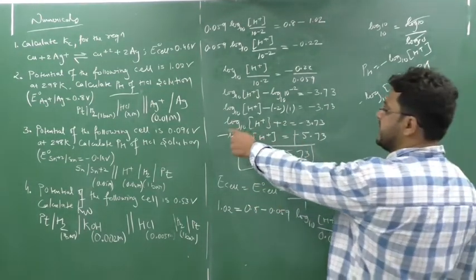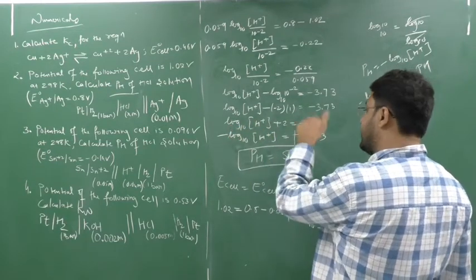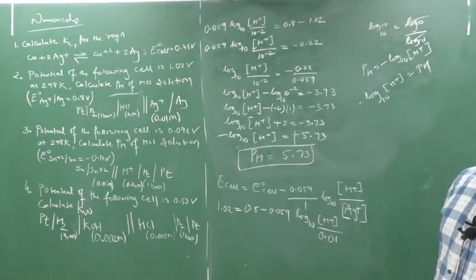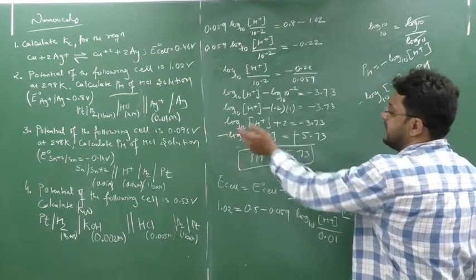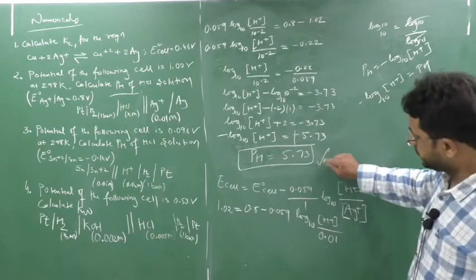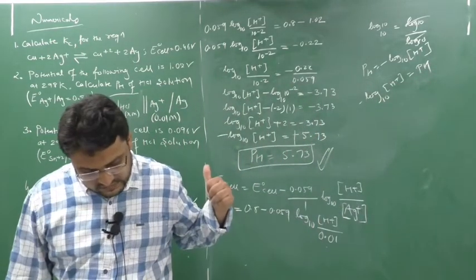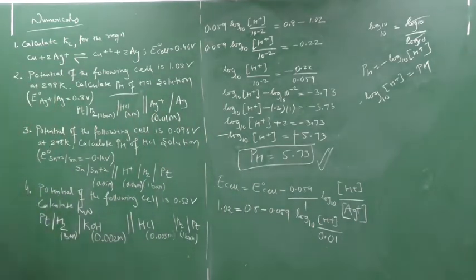So here I got the answer log to the base 10 of the concentration of H plus as minus 5.73. But I know the pH definition says negative log to the base 10 of the concentration of H plus. That's why I have multiplied both sides by minus. So here minus, but here minus minus becomes plus. So your pH is around 5.73. Let me see the correct answer. So this is the way to solve the problem of pH. Take a screenshot.